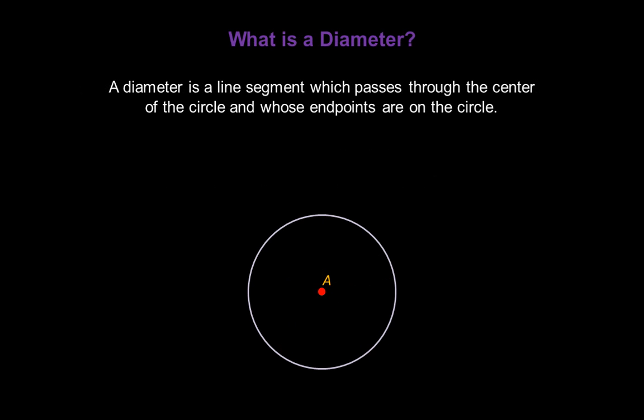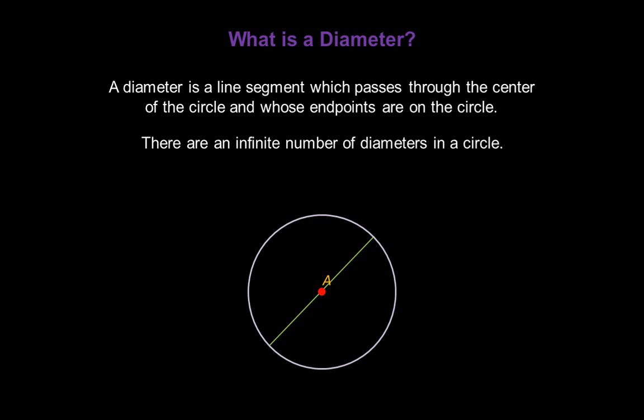What is a diameter? A diameter is also a line segment which passes through the center of the circle and whose endpoints are on the circle. There are also an infinite number of diameters in a circle.